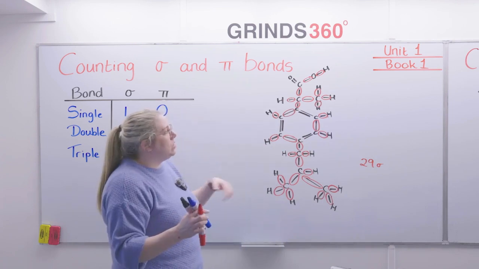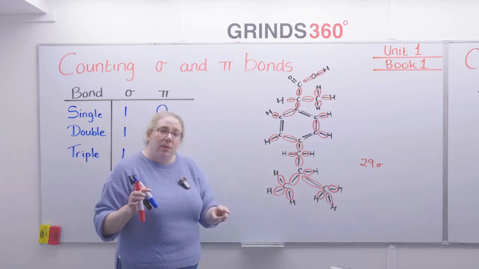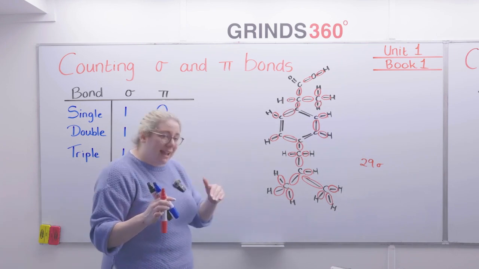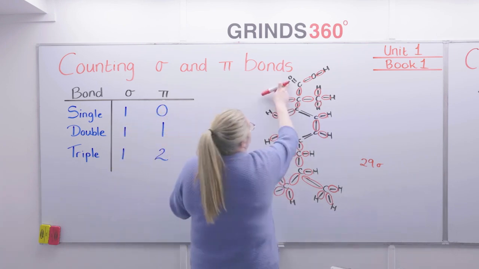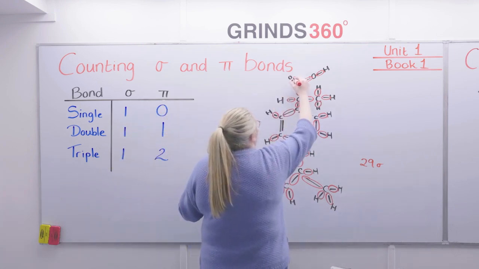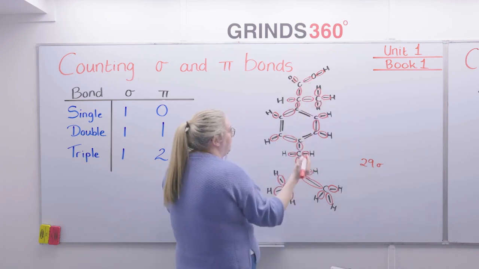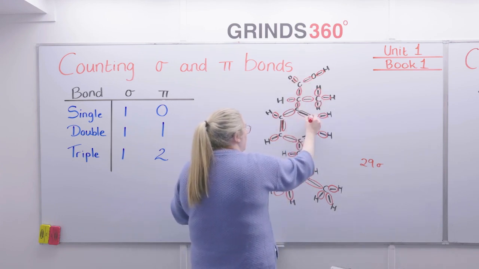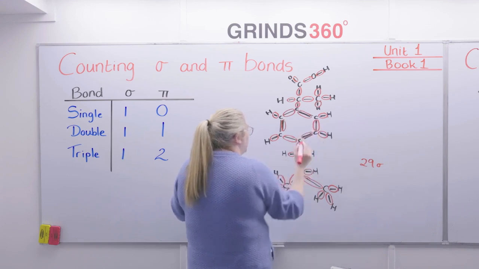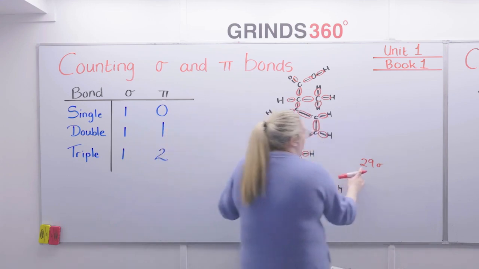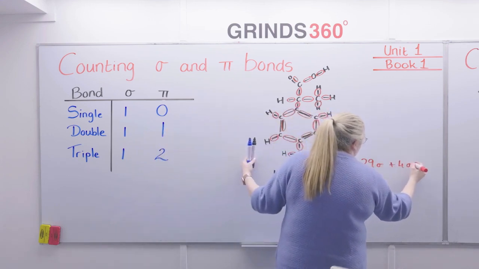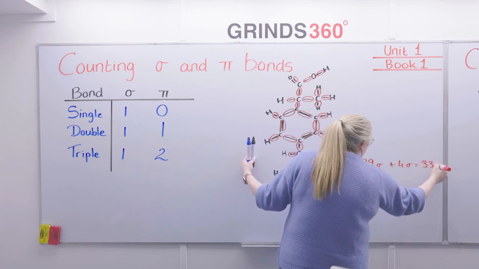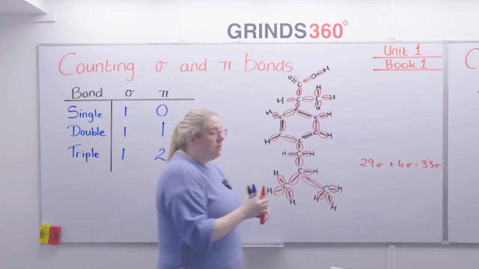But we're not finished. Remember, double and triple bonds also have sigma bonds in them, and I haven't counted those yet. So this double bond to the oxygen up here has 1 sigma. That's 1. There's 3 of them here. That gives me a total of 4. So it's 29 plus 4 sigma, which is 33 sigma bonds in total for 3 marks.